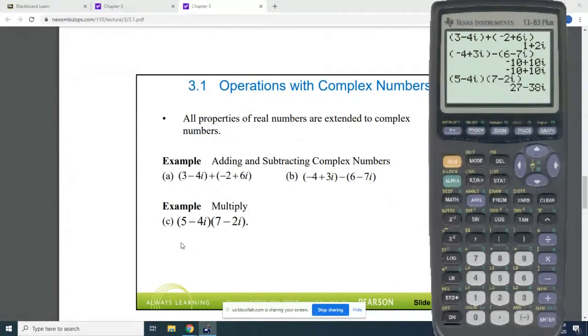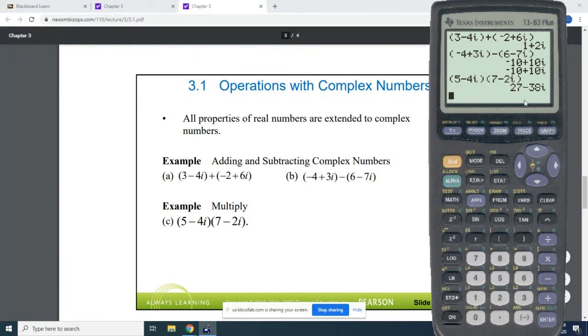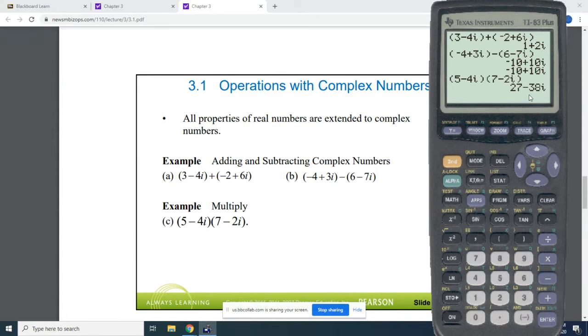And in order to do example C, we would use the FOIL method. We would multiply 5 times 3, multiply 5 times negative 2i. We would multiply negative 4i times 3 and negative 4i times negative 2i. We would simplify for the result of 27 minus 38i.